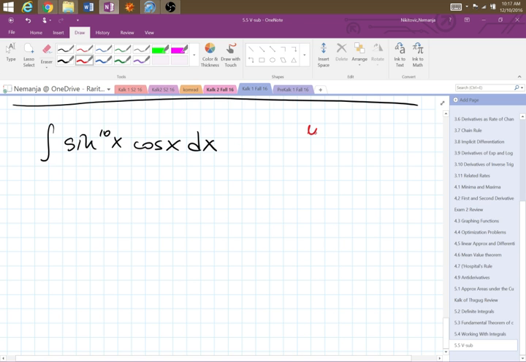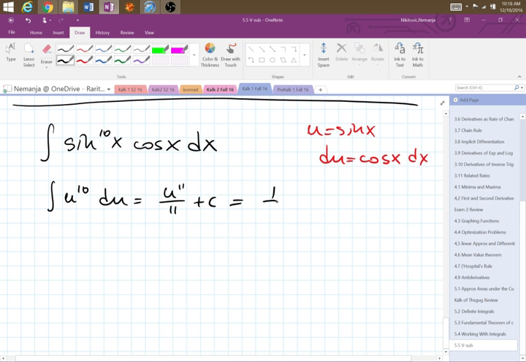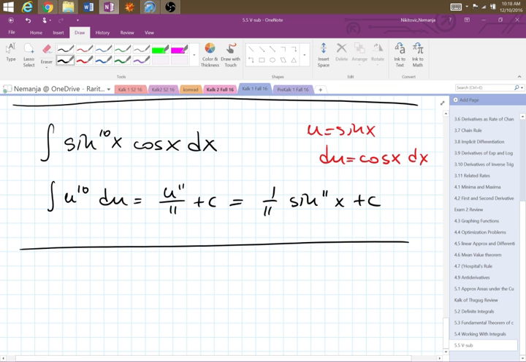I will start with u equals sine x, du is cosine x dx, u to the 10 du, 11 over 11 plus c, 1 over 11 sine to the 11 x plus c. We haven't done any square root question. I mean, it's simple.